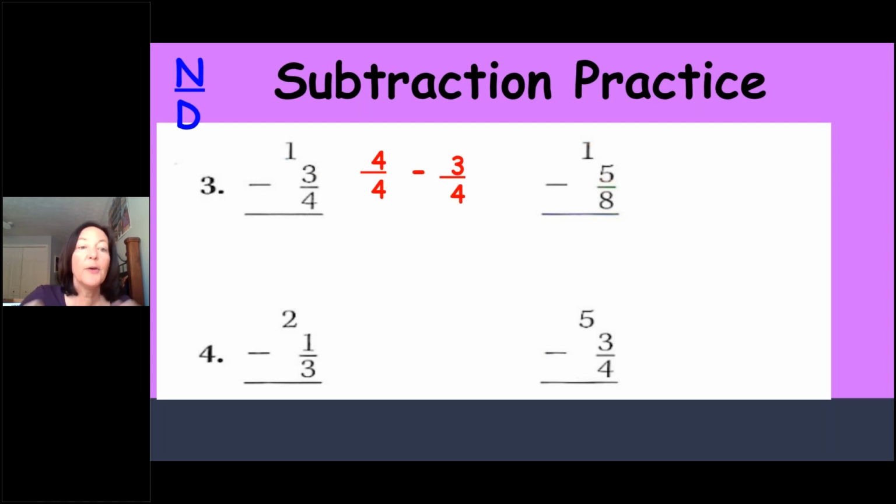Good. I have to remember. Oh, yeah. And so we rewrote it as 4/4, and now we can subtract the 3/4. So what's the answer to 1 minus 3/4? 1. 1 what? 4 minus 4 is 0. So be careful. It'll be 1/4 because the denominator stays the same. That's exactly right. Remember that.